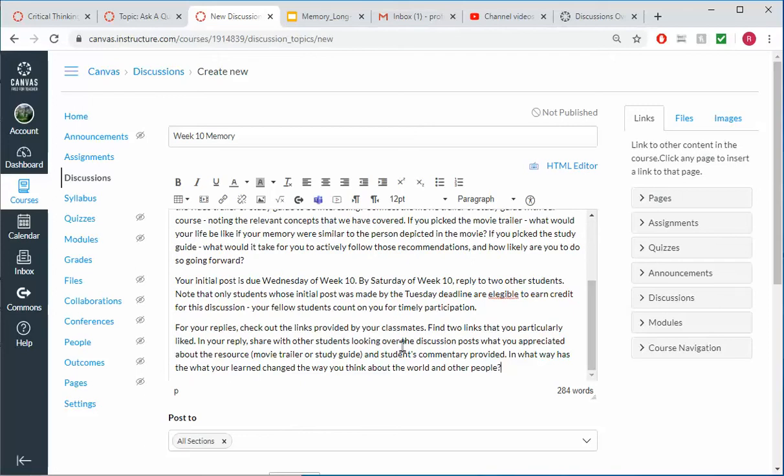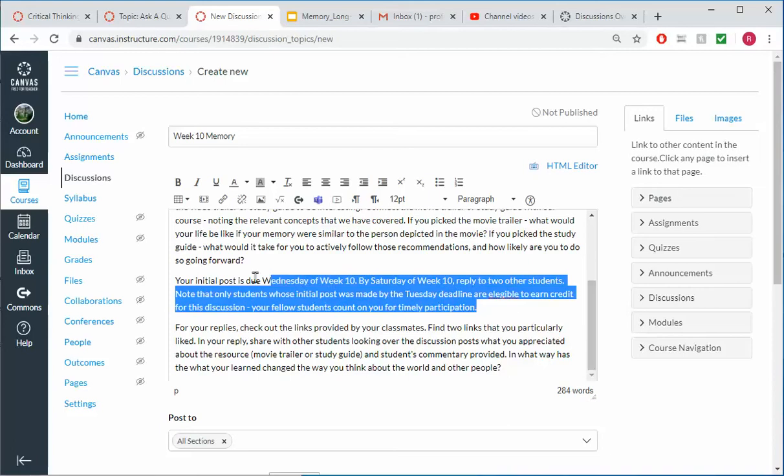And then in terms of the replies, the students are asked to take a look at what their fellow students have done. That's one of the benefits of this particular format, where we go off and find resources and bring them together. So we get to see more things that are out there that otherwise the student might not have encountered. Also, I have in here, your initial post is due by Wednesday of week 10.